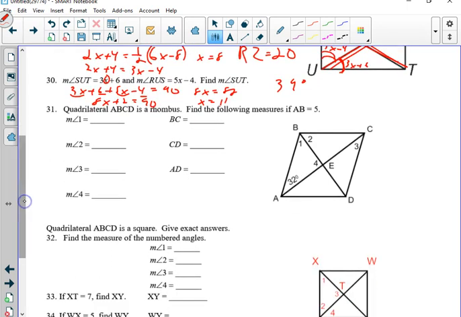31. Quadrilateral ABCD is a rhombus. Find the following measures if AB is 5. So, CD is going to be 5. This is going to be 5, and this is going to be 5. Why? Because the rhombus has 4 equal sides.